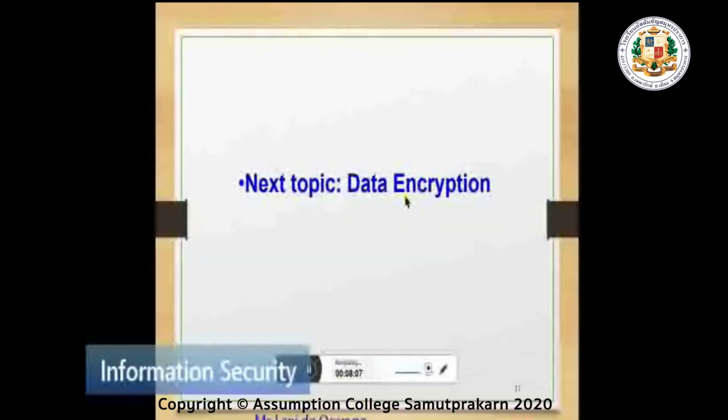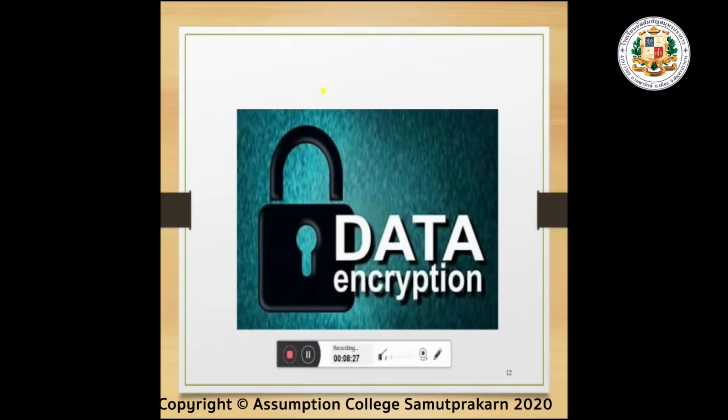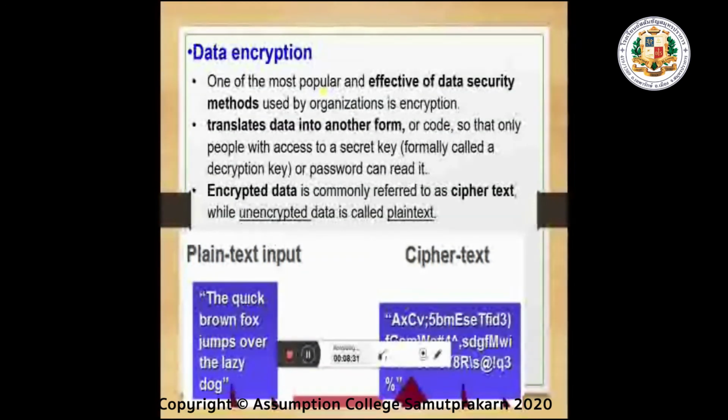So for the next topic, it will be about data encryption. To discuss data encryption, let's have some definitions first. Data encryption is a very popular and effective data security method. It simply translates the data into another form, and it can be accessed with the use of a secret key or simply a password. Encrypted data is called ciphertext. In the opposite, unencrypted data is the plain text. So here's the example. When you say plain text, these are the sentences you can read and understand. But with ciphertext, these are combinations of different characters that are not readable.